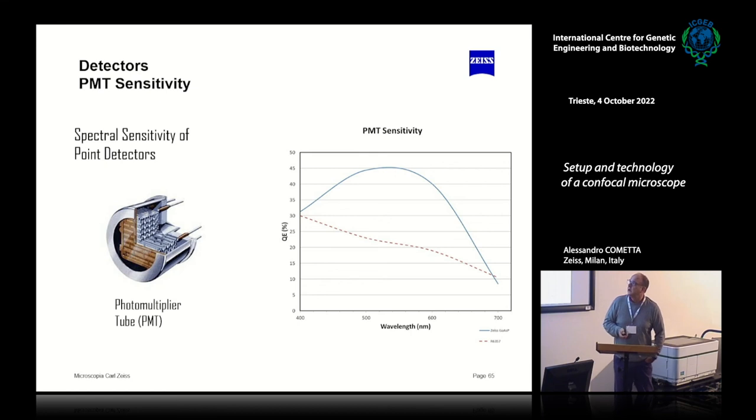In a standard detection, I can have two different curves for sensitivity. This is the standard sensitivity detection. It's very, very low, around 25%. Or there are the gallium arsenide and phosphide detectors, where the sensitivity in the green is quite 2 times. But not here. If you go in the red and the far red, it is much better to use the standard PMT than the GaAsP PMT.